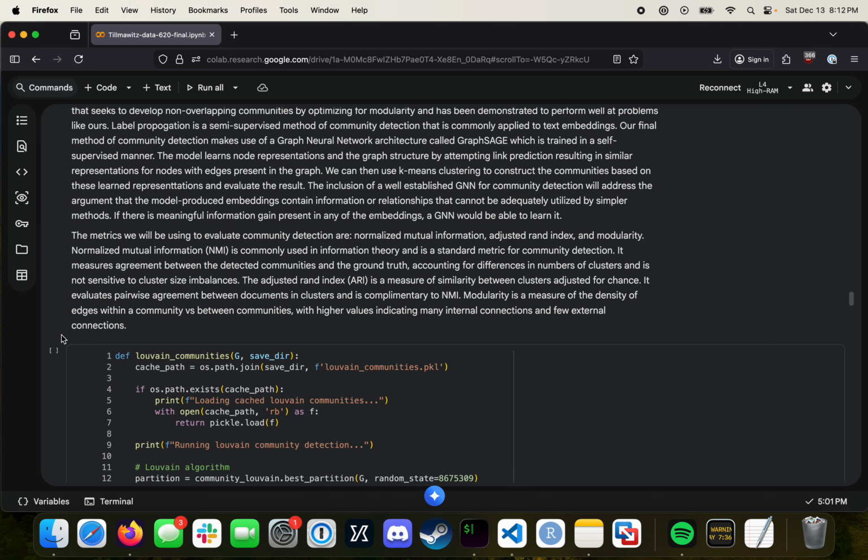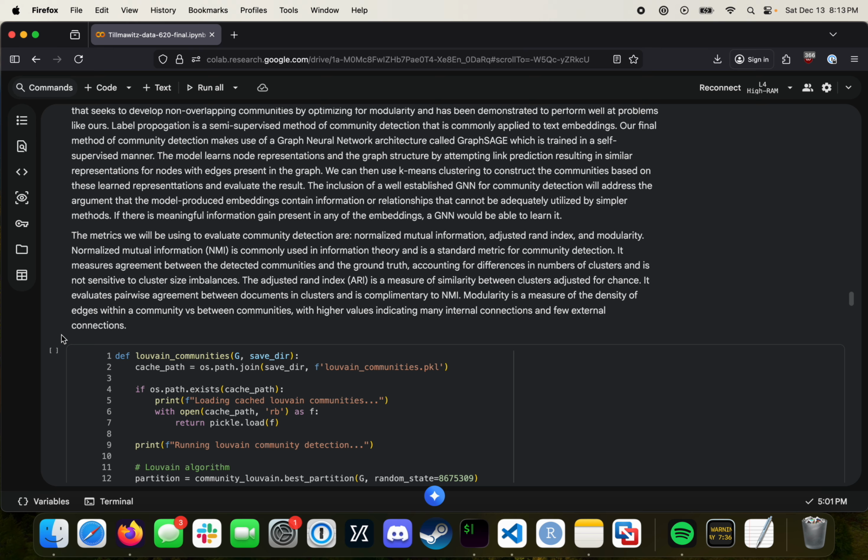But first, the metrics we will be using to evaluate community detection will be the normalized mutual information, the adjusted RAND index, and modularity, all three of which are standard community detection metrics. The normalized mutual information tells us the agreement between the detected communities and the ground truth. It's more accurate than strict accuracy, as it accounts for differences in numbers of clusters, as well as not being sensitive to cluster size imbalances, which, as we noted earlier, there are some present in our data.